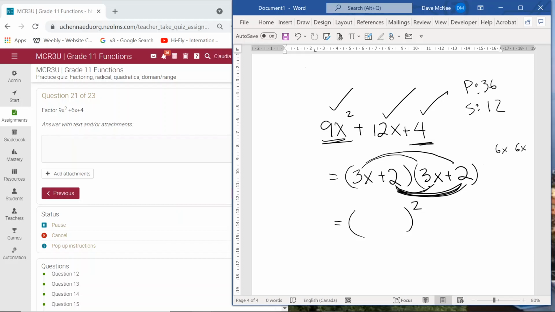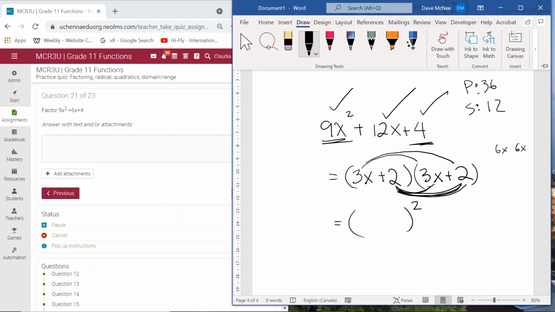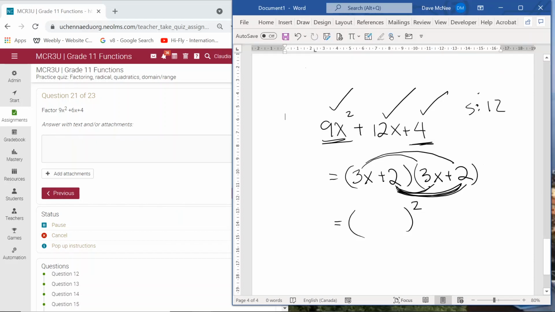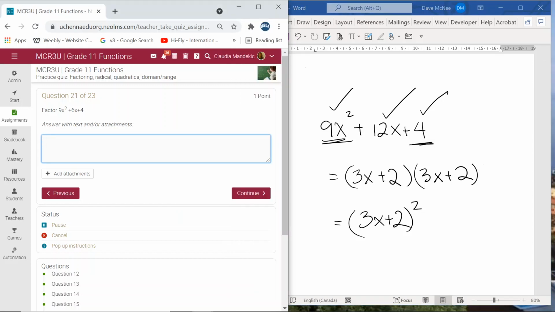That checks out, and I am so happy I was able to use the shortcut instead of doing product sum, because that would have taken me a lot longer. 3x plus 2 can be written as 3x plus 2 all squared. So that's what I would write in as my answer here, bracket 3x plus 2 all squared.